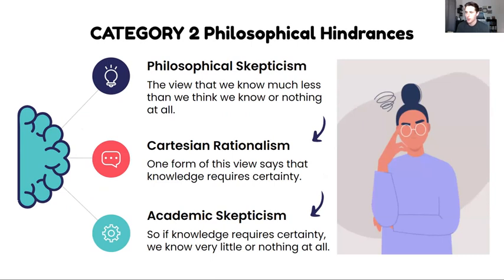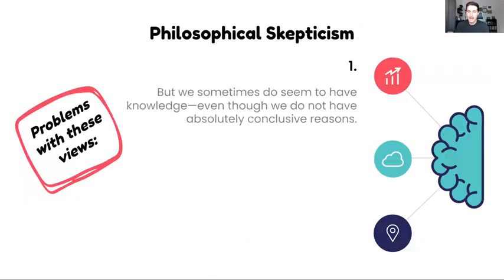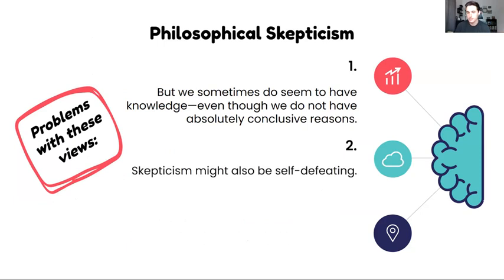So maybe on the other end of the relativism spectrum, we have skepticism, which is just, we can't really know anything at all. But the problem with that is that it seems like we do have knowledge about some things, even if we don't have absolutely conclusive reasons. We have good enough reasons, we might argue. Two, skepticism might also be self-defeating. So consider this claim: I know nothing. Well, if I know nothing, then don't I know something? So which is it, right?